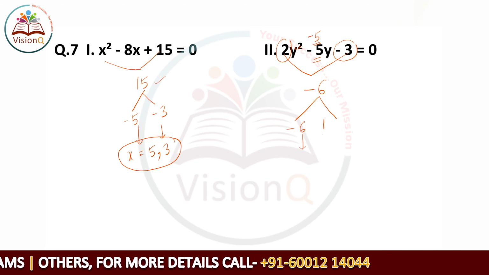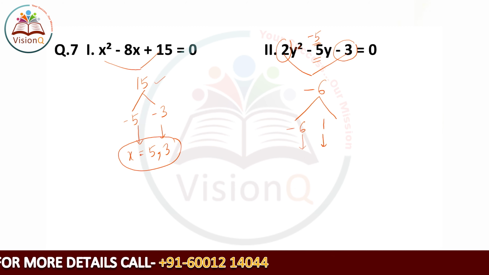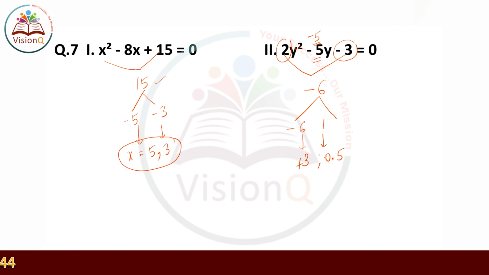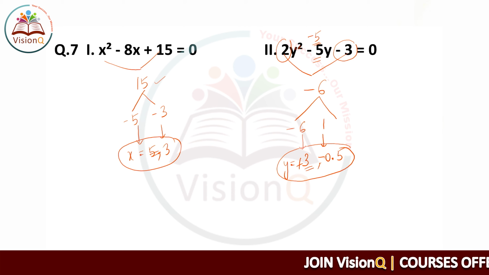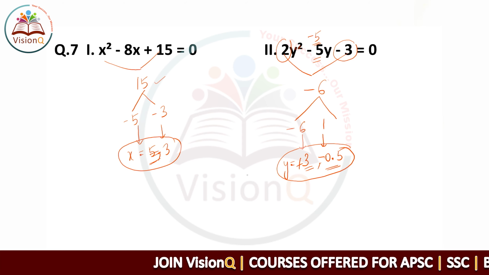In the next step, divide both these numbers by a and change the sign. So if I divide 6 by 2, it becomes 3. And if I divide this 1 by 2, it becomes 0.5. And change the sign. This minus becomes plus, this plus becomes minus. So these are the values of y. So next step is to compare x and y. This 5 is greater than 3. Again this 5 is greater than minus 0.5. That is x is more than y.